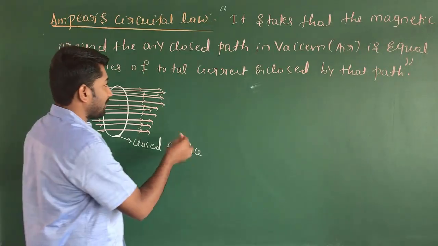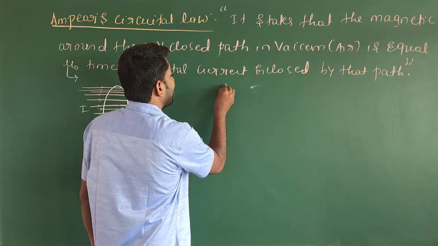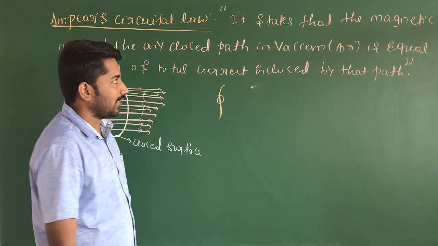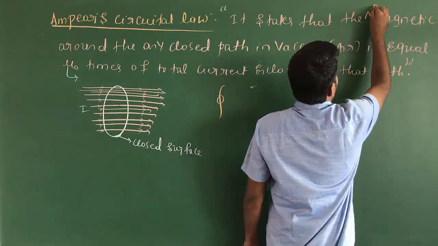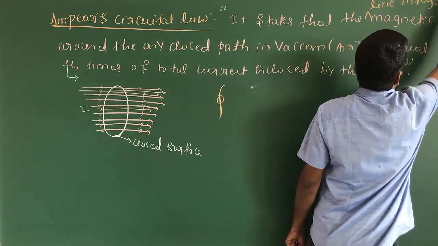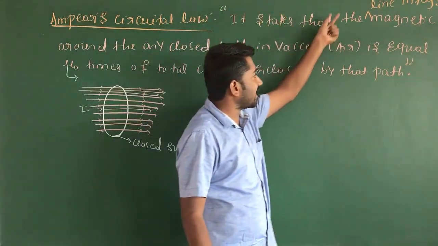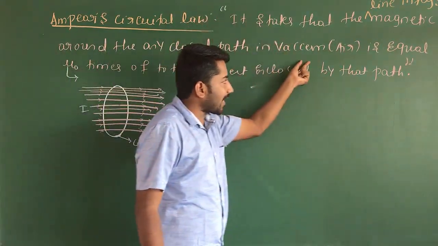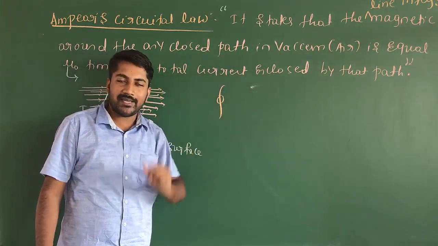It is mathematically denoted by the line integral of. The statement of this Ampere circuital law is that the line integral of the magnetic field around any closed path in vacuum or air is equal to mu naught times the total current enclosed by that path.